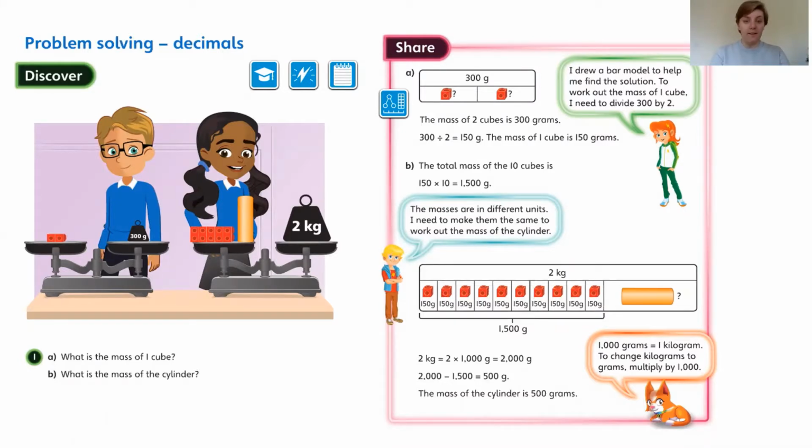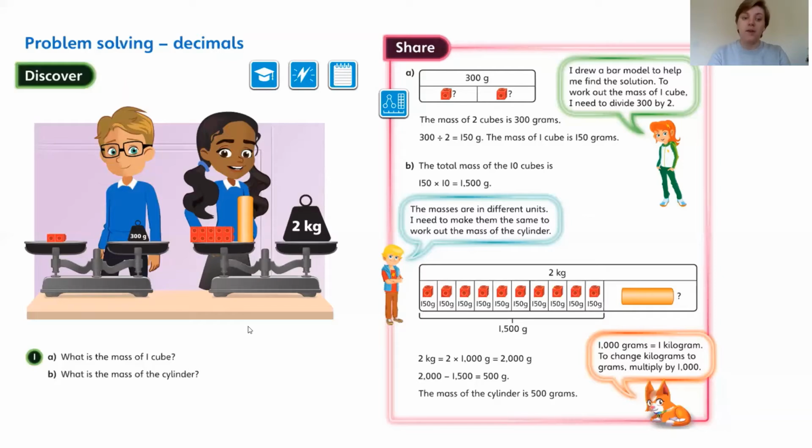So for question 1A, we needed to find the mass of one of these cubes. Now we're told the mass for 2 of the cubes is 300 grams. So over here, this has been put into a bar model. Now we can see that 300 grams is the whole there, and 2 of these cubes equal 300 grams. So to find out what 1 cube weighs, we will need to halve this 300 grams into 2 parts. We're going to divide it by 2. Now 300 divided by 2 equals 150 grams. So the mass of 1 cube is 150 grams.